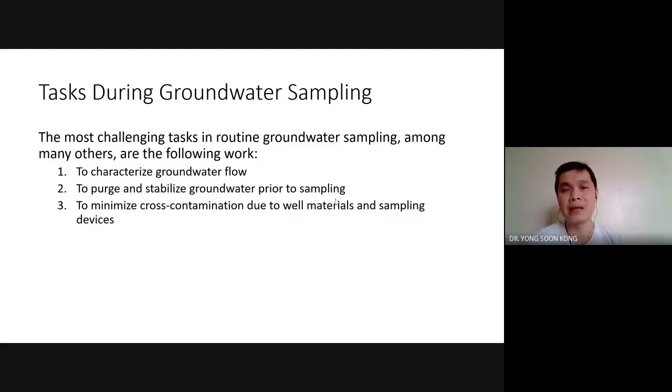QC procedure is something that you do in order to minimize the source of error. And number two is one, but for sampling groundwater. Now, what you are doing in this purging and stabilizing is simply removing the trapped region.